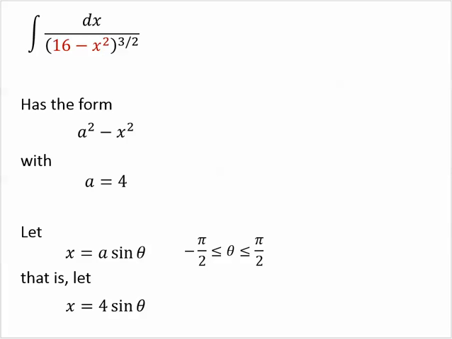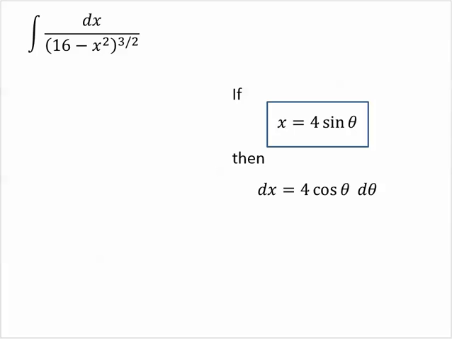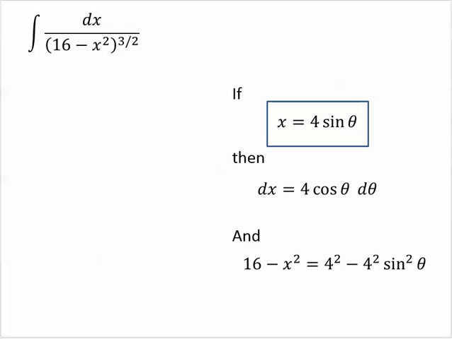Once you make the decision of what substitution you're going to do, you just follow your nose. If x equals 4 sine theta, what is dx? Well, dx is just 4 cosine theta d theta. Next, what about 16 minus x squared? Can you rewrite 16 minus x squared? Well, 16 minus x squared would be 16 minus 4 squared sine squared theta. And then use your Pythagorean identity.